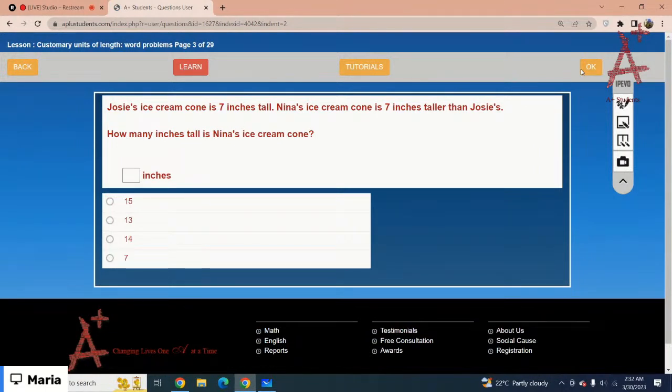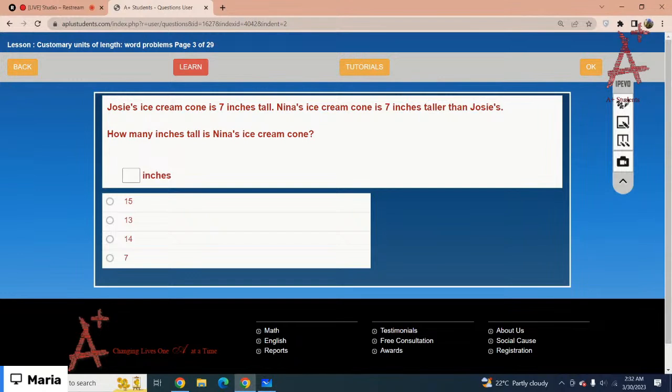Josie's ice cream cone is 7 inches tall. Nina's ice cream cone is 7 inches taller than Josie's. How many inches tall is Nina's ice cream cone? It would be 7 inches taller than Josie's. So the length of Josie's ice cream cone is 7, and 7 inches taller, you need to add 7.